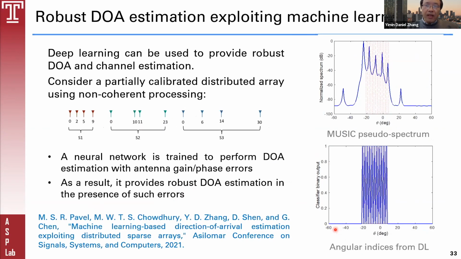And we can also show that, these days many people are interested in deep learning, that deep learning is really effective in providing robust DOA estimation and channel estimation. We consider a partially calibrated distributed array, and by training a neural network to perform DOA estimation with antenna gain and phase errors, we can achieve robust DOA estimation. Whereas if we do not have this kind of capability, conventional MUSIC would not be able to estimate the DOAs in the presence of antenna gain and phase errors.